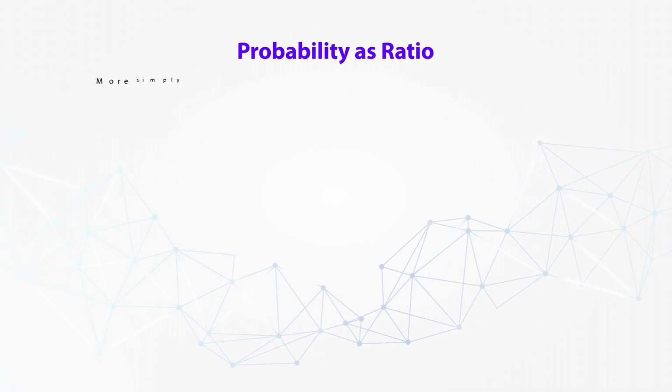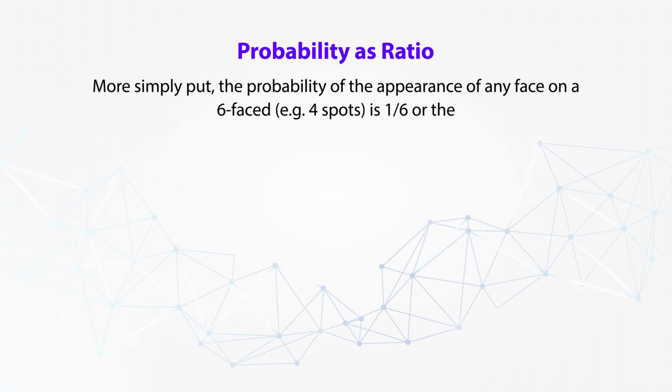More simply put, the probability of the appearance of any face on a 6-faced die, such as 4 spots, is 1 by 6, or probability equals desired outcomes divided by the total number of outcomes. So the probability is a ratio which ranges from 0 to 1, 0 for an event which cannot occur and 1 for an event certain to occur.